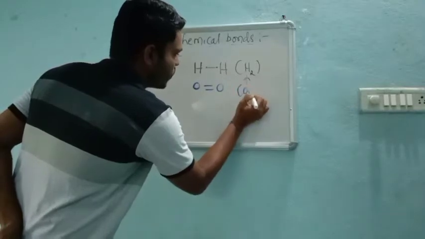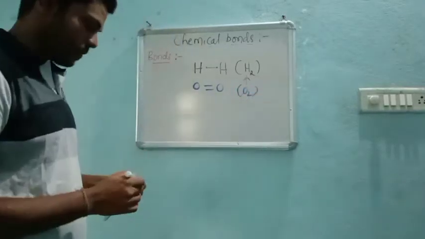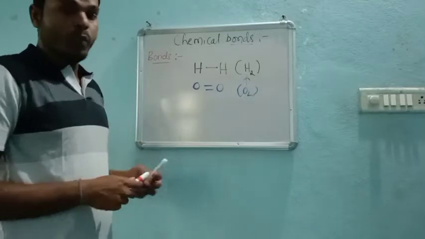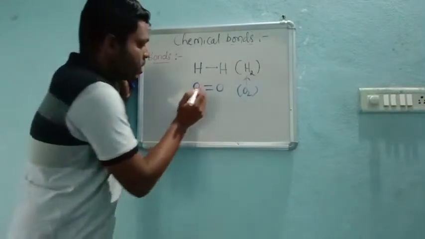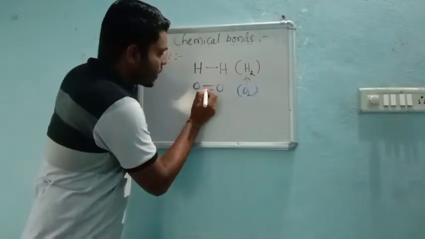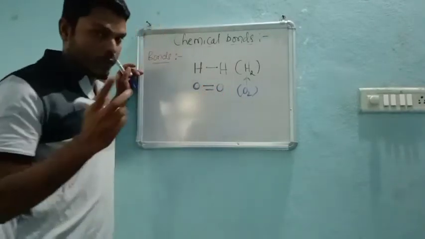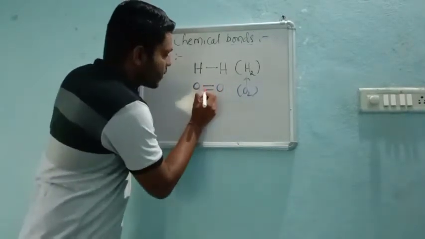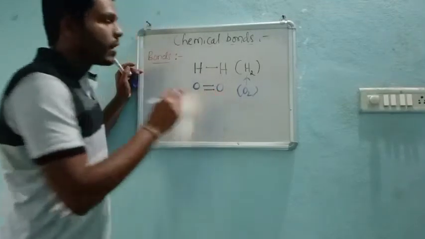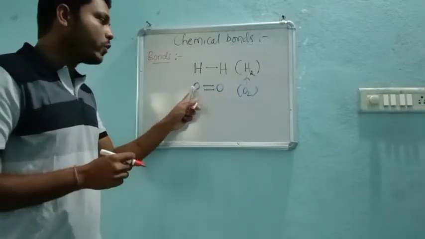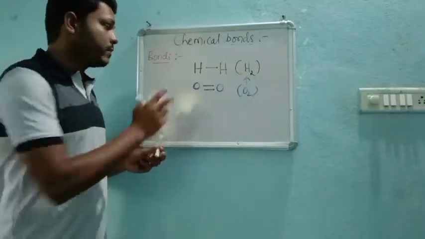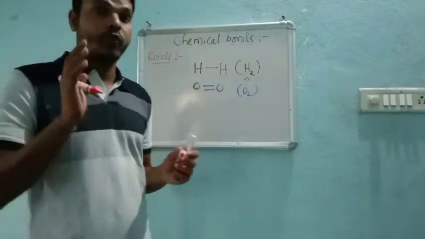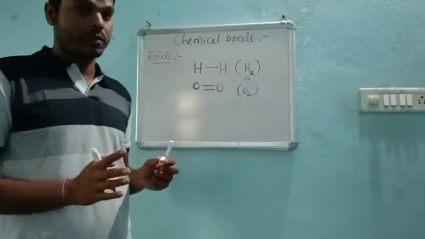Actually O2. Now in O2 there are two bonds, right? So two bonds means, as I said, for one bond we require two electrons. That means whenever there is a double bond between any two atoms or elements, there will definitely be an involvement of four electrons, right?